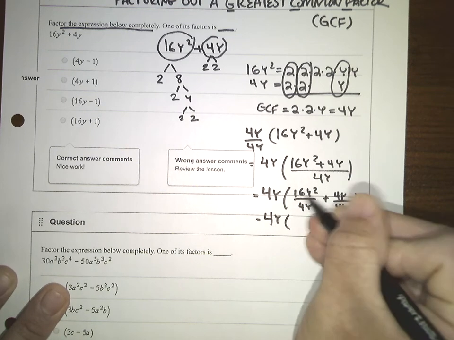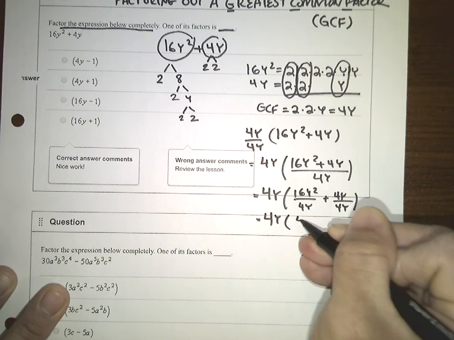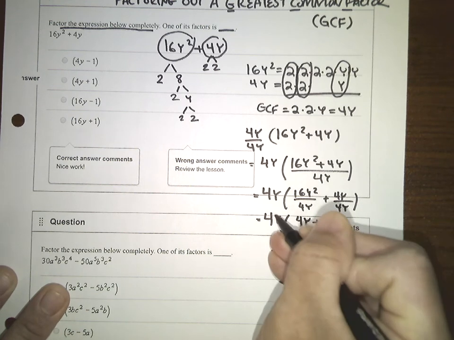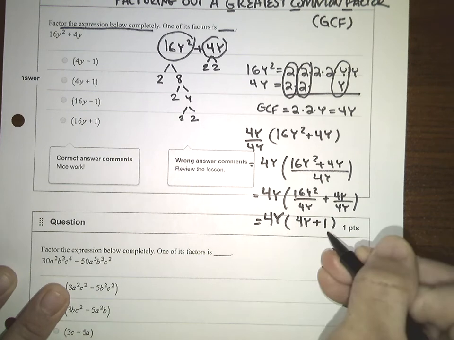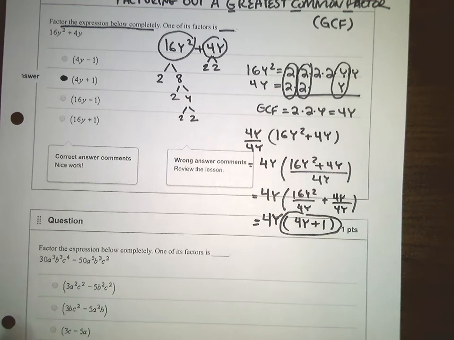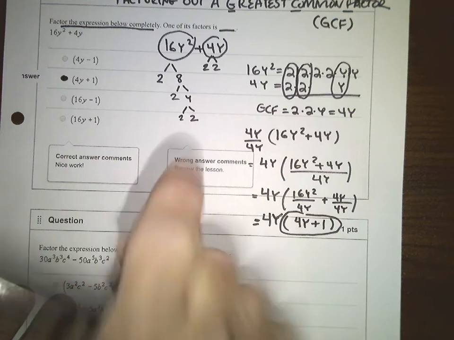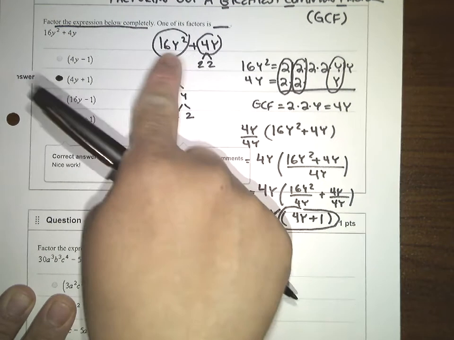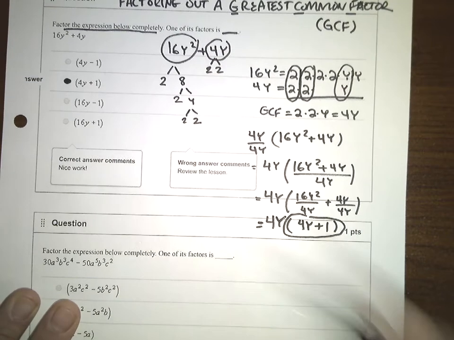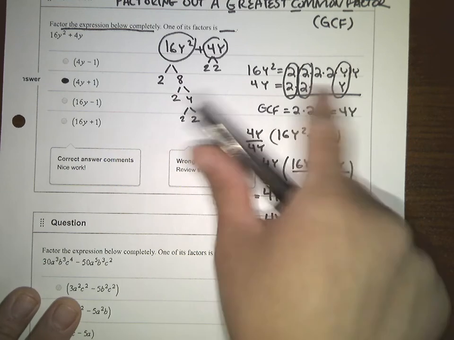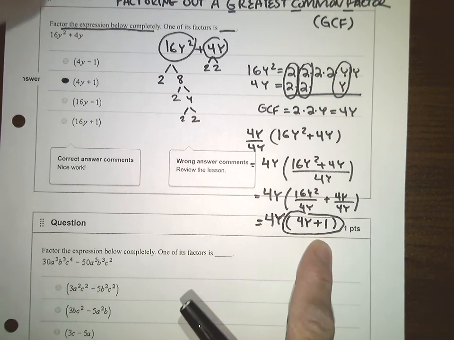So times 16y squared over 4y, well that's 4y, and then 4y over 4y is 1. So one of the factors is 4y and the other one is 4y plus 1, that's one of the factors. Now, by the way, if you would have noticed right away that 4y goes into 16y squared and 4y goes into 4y, then this is a lot quicker, but I was just showing you how you would do this if you did not recognize that right away.